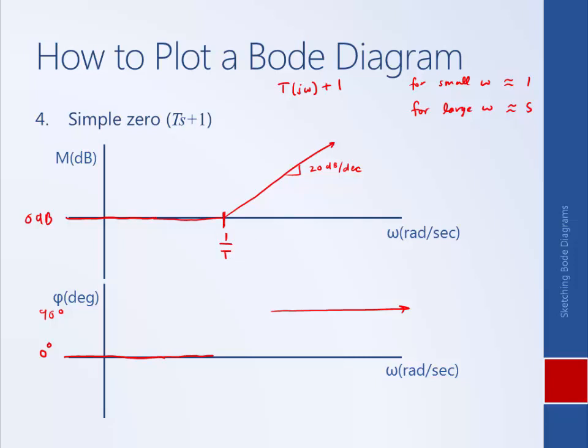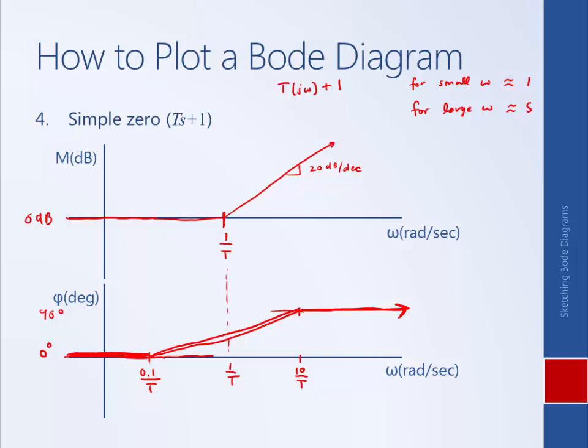For the phase, the way that we'll approximate this is we'll approximate it as being 0 and then running up to plus 90, and we'll approximate this as being halfway at 1 over t, and we'll reach 90 degrees a decade after that break frequency, and we'll start to move up a decade before that break frequency. So this is maybe not the best drawing, but we're flat, then we go up at an angle, and then we're flat at 90 degrees.